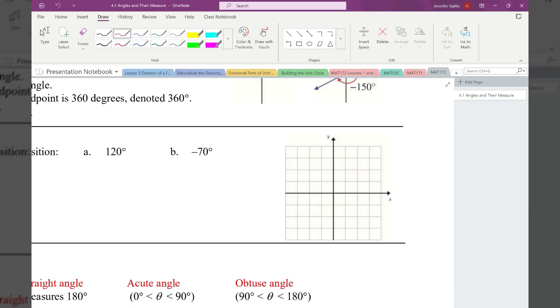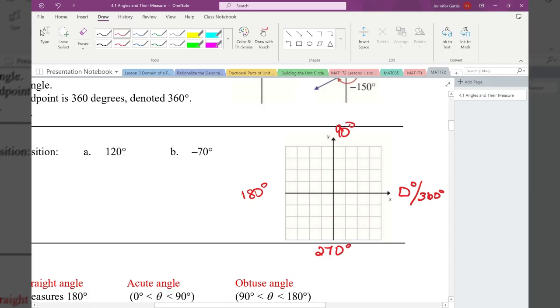Well, what is important to note is that if we consider that this is 0 degrees, then 1/4 of a rotation is going to be 90 degrees. 1/2 of a rotation is 180 degrees. 3/4 of a rotation is 270 degrees. Or we can think of getting back to the original starting point as 360 degrees.